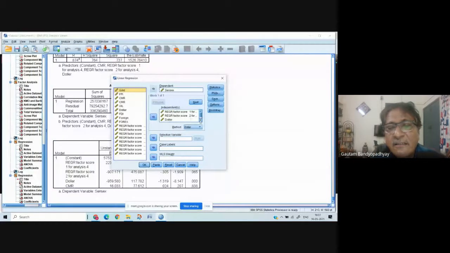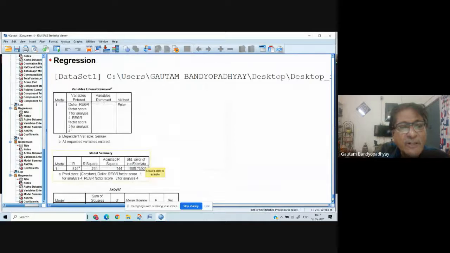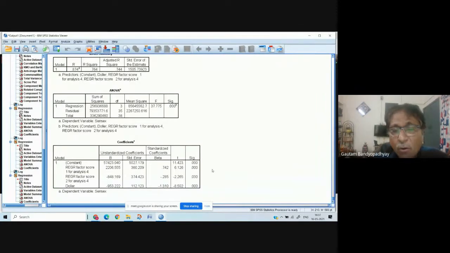And we deselect CMR and click OK. Then what will we get? That is 0.764. No change. And all p-values are satisfied. That is the unique thing about the backward elimination method, the backward selection method. Okay.